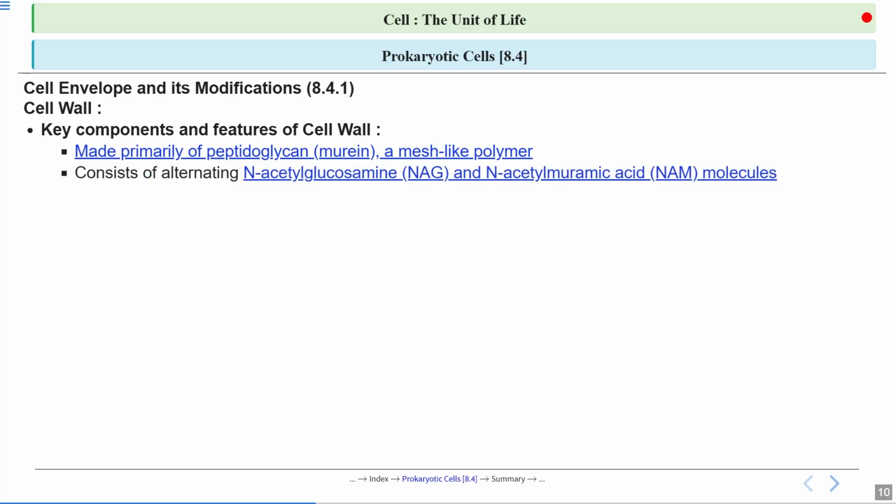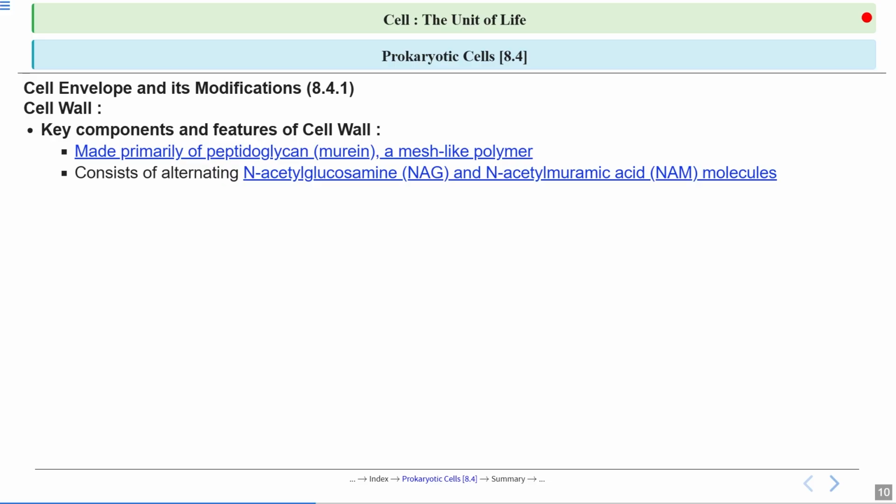So this peptidoglycan consists of alternating N-acetylglucosamine, which is known as NAG, and N-acetylmuramic acid, NAM, molecules. So remember, this is very important. You can see this peptidoglycan is made up of NAG and NAM alternating with each other. You have NAG, then NAM, NAG, then NAM, and this forms the peptidoglycan.